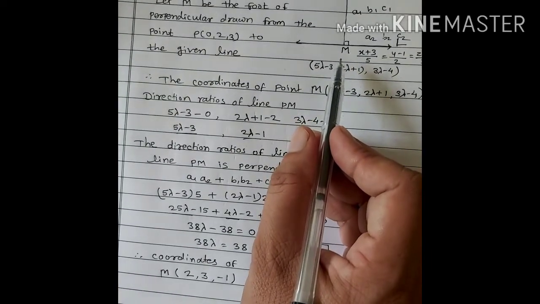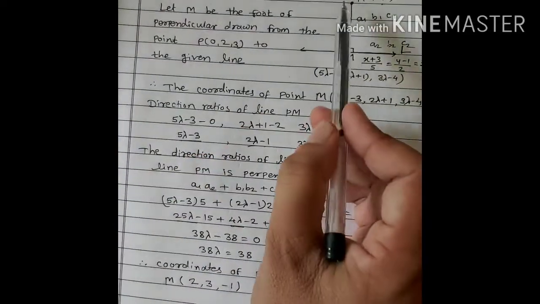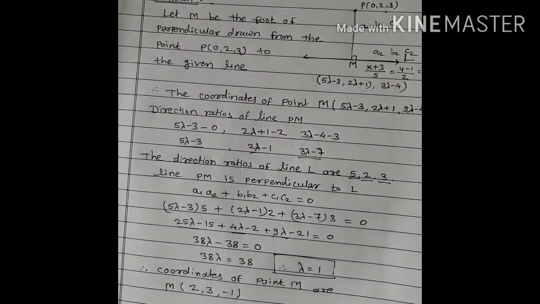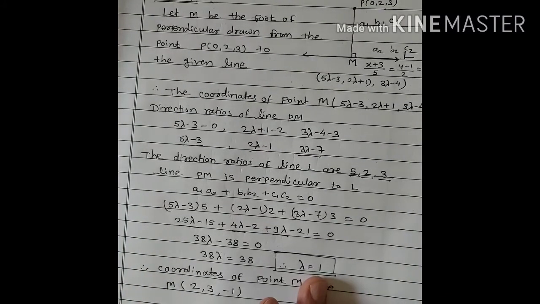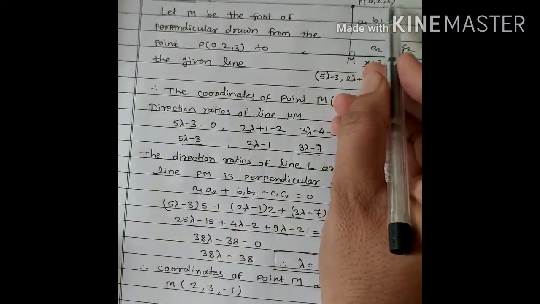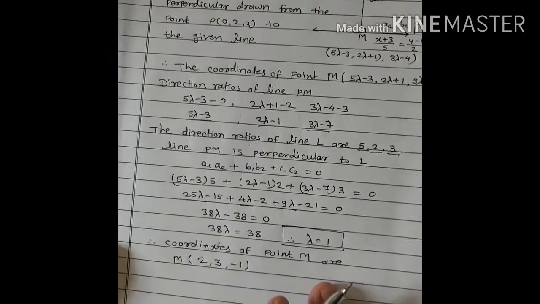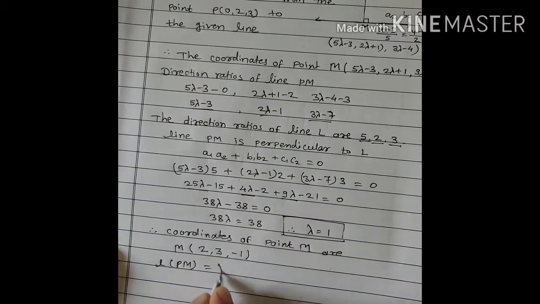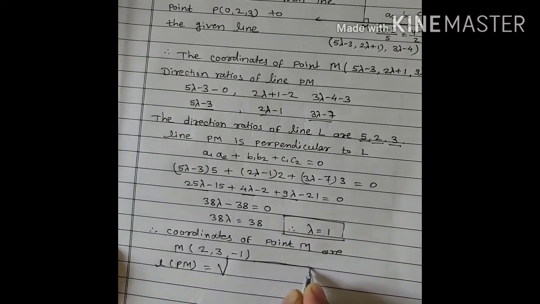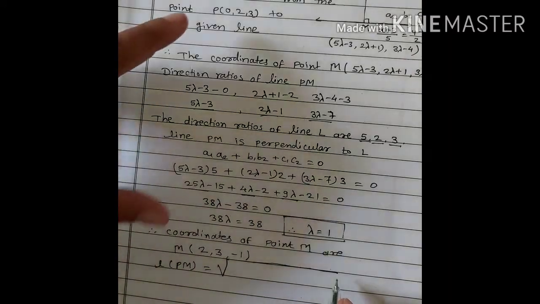Now after this, to find the length of perpendicular, that is the length of PM, this length of perpendicular is obtained by using the distance formula. Let us see the distance formula. Point P has coordinates 0, 2, 3, and point M has coordinates 2, 3, minus 1. So length of PM is equal to, you are already familiar with the distance formula, square root of (x2 minus x1) whole square plus (y2 minus y1) whole square plus (z2 minus z1) whole square.